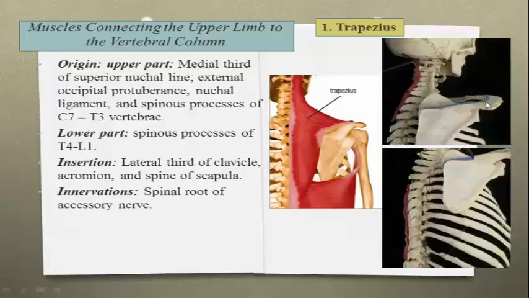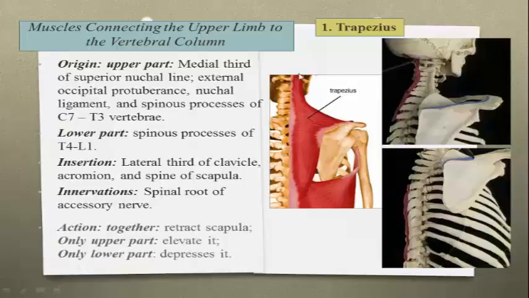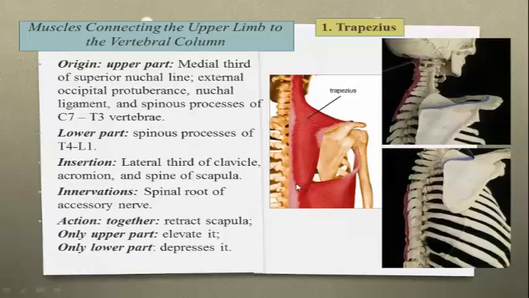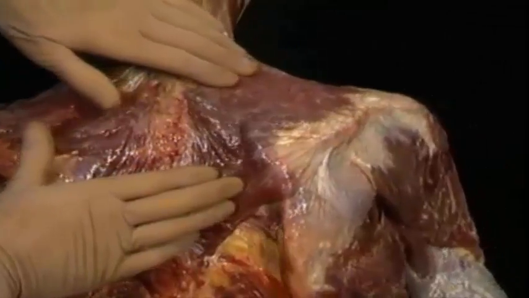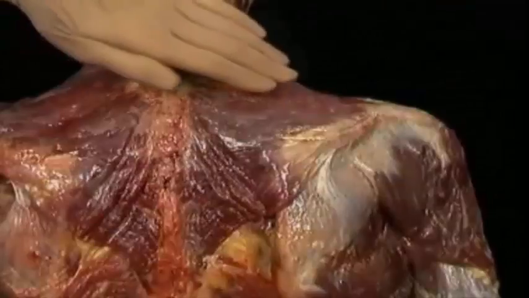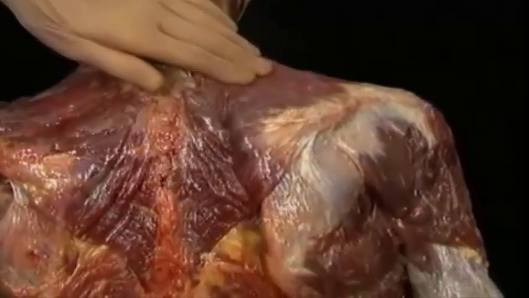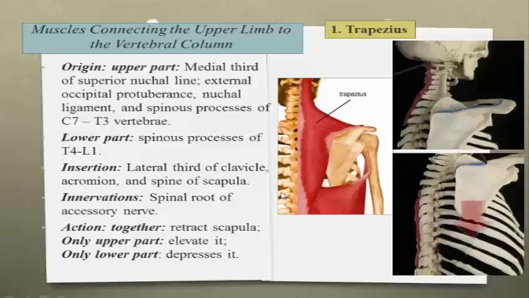The accessory nerve innervates this muscle, and it has a little bit complex function. When the whole trapezius contracts, it retracts the scapula, it pulls the two scapulas together toward the midline. But when the upper part contracts, it elevates the scapula, it pulls it up. And when the lower part of the muscle contracts, it can even participate in depression of the scapula because it will pull the spine of the scapula downward.